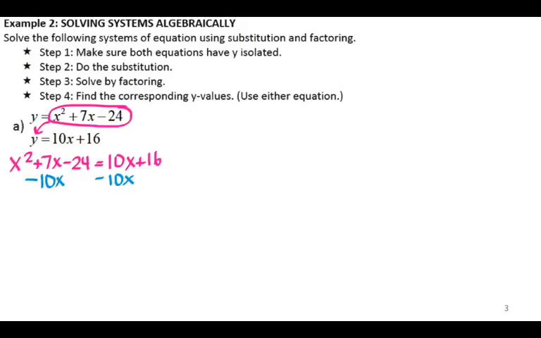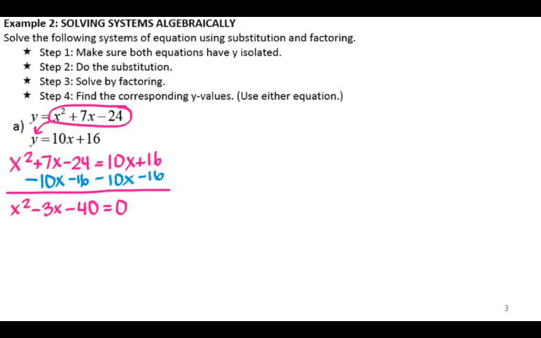And then 16 is positive, so I'm going to subtract 16 from both sides. So now that leaves me with x squared, 7x minus 10x is negative 3x, negative 24 minus 16 is negative 40, equals 0.